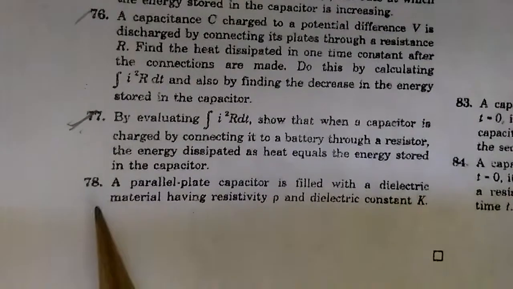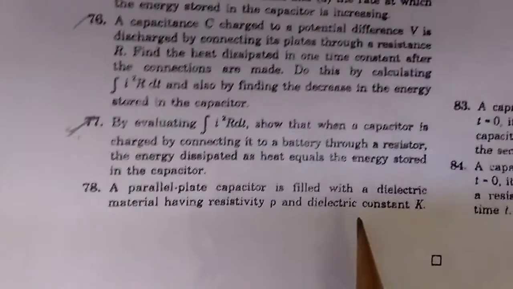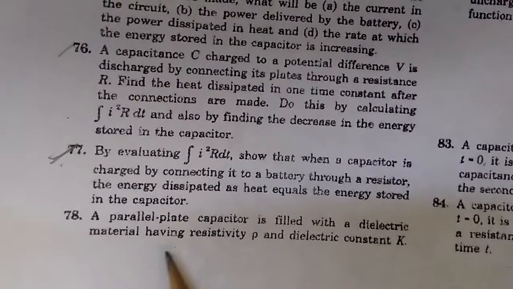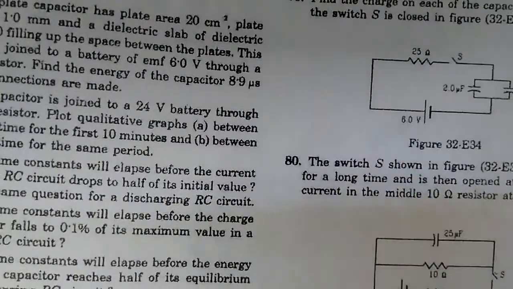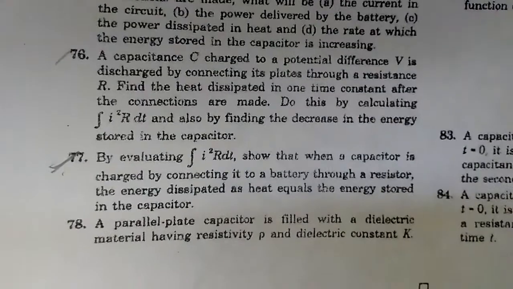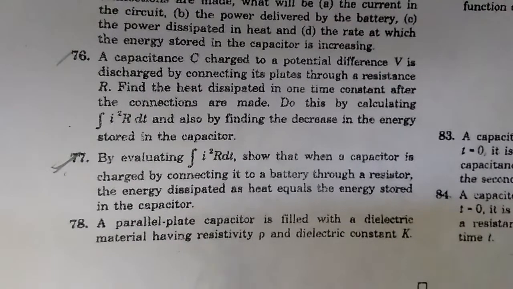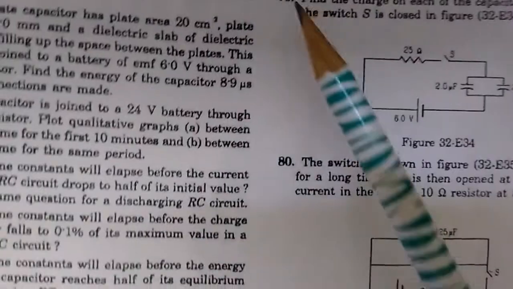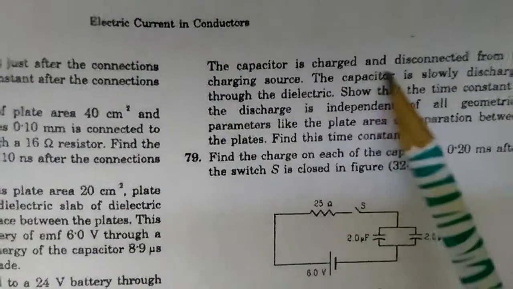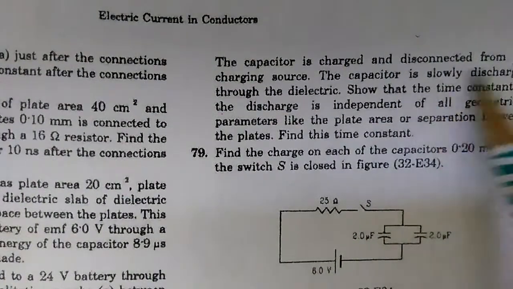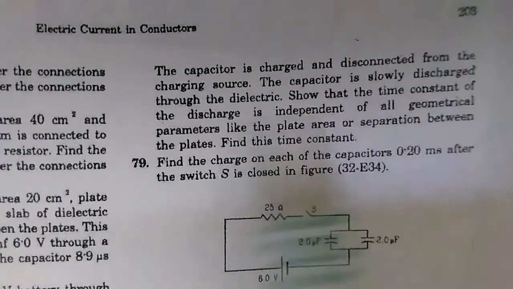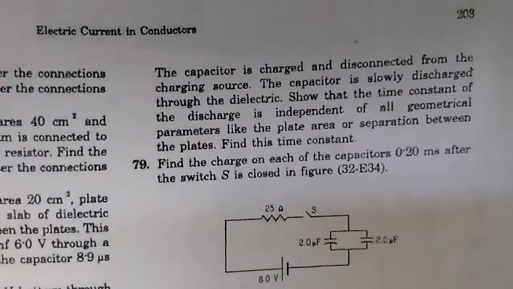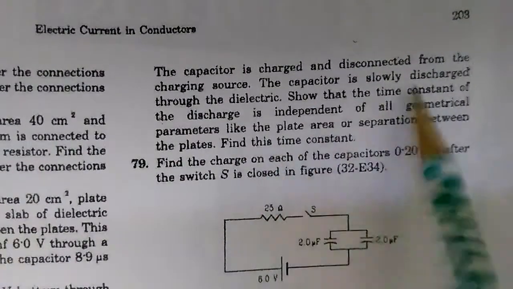Problem number 78. A parallel plate capacitor is filled with a dielectric material having resistivity rho and dielectric constant K. So that material will have some capacitance as well as some resistance. The capacitor is charged and disconnected from the charging source. The capacitor is slowly discharged through the dielectric because there is an inbuilt resistance in that capacitor.